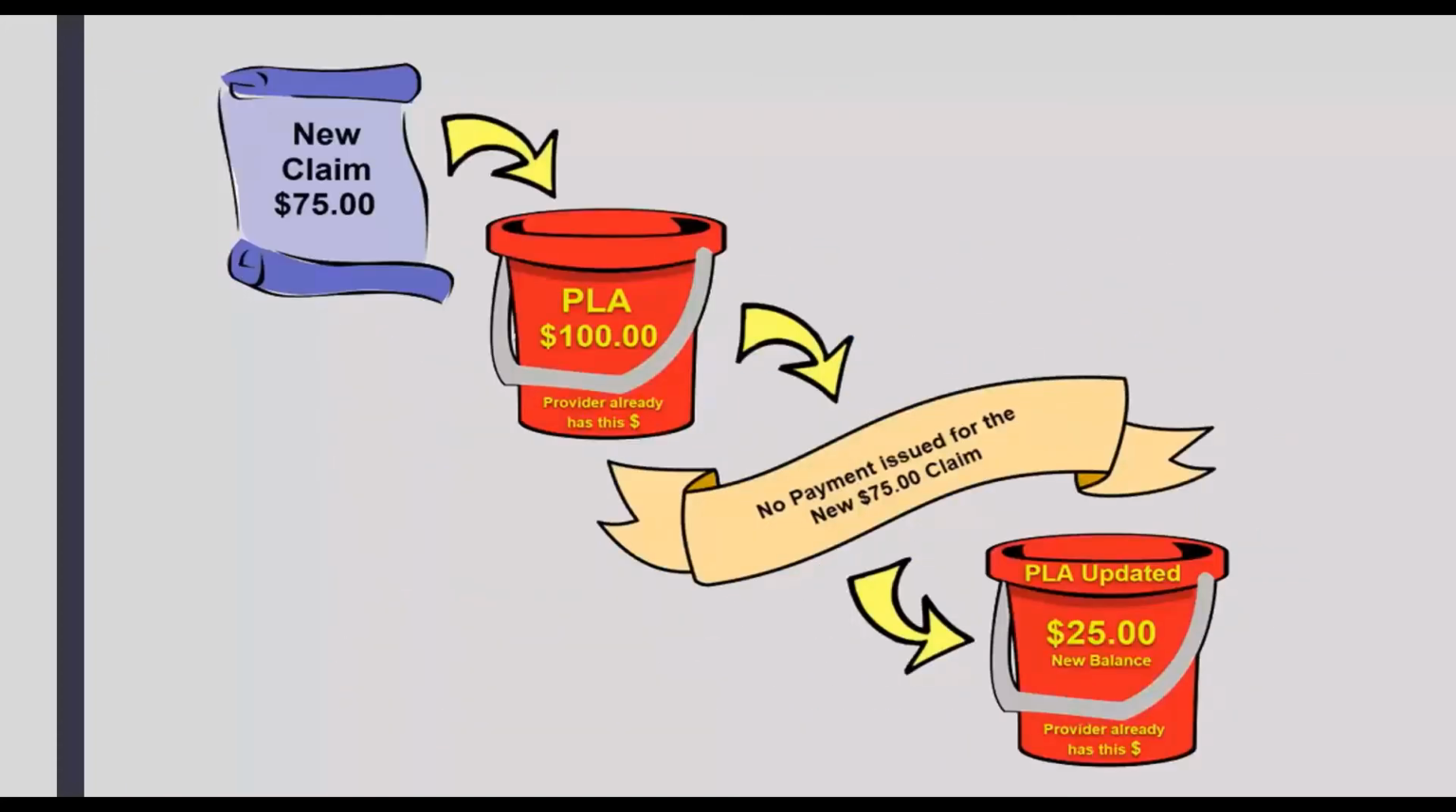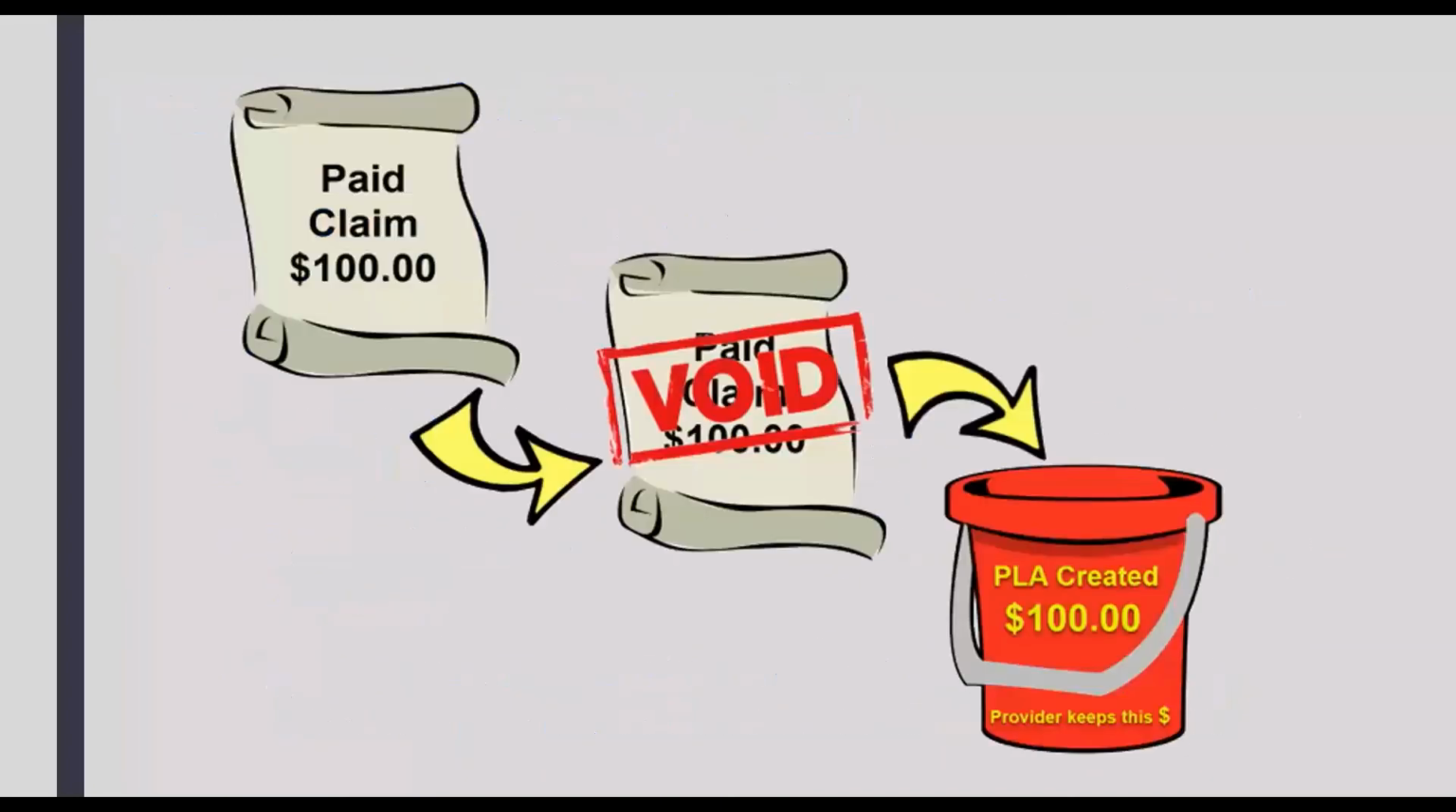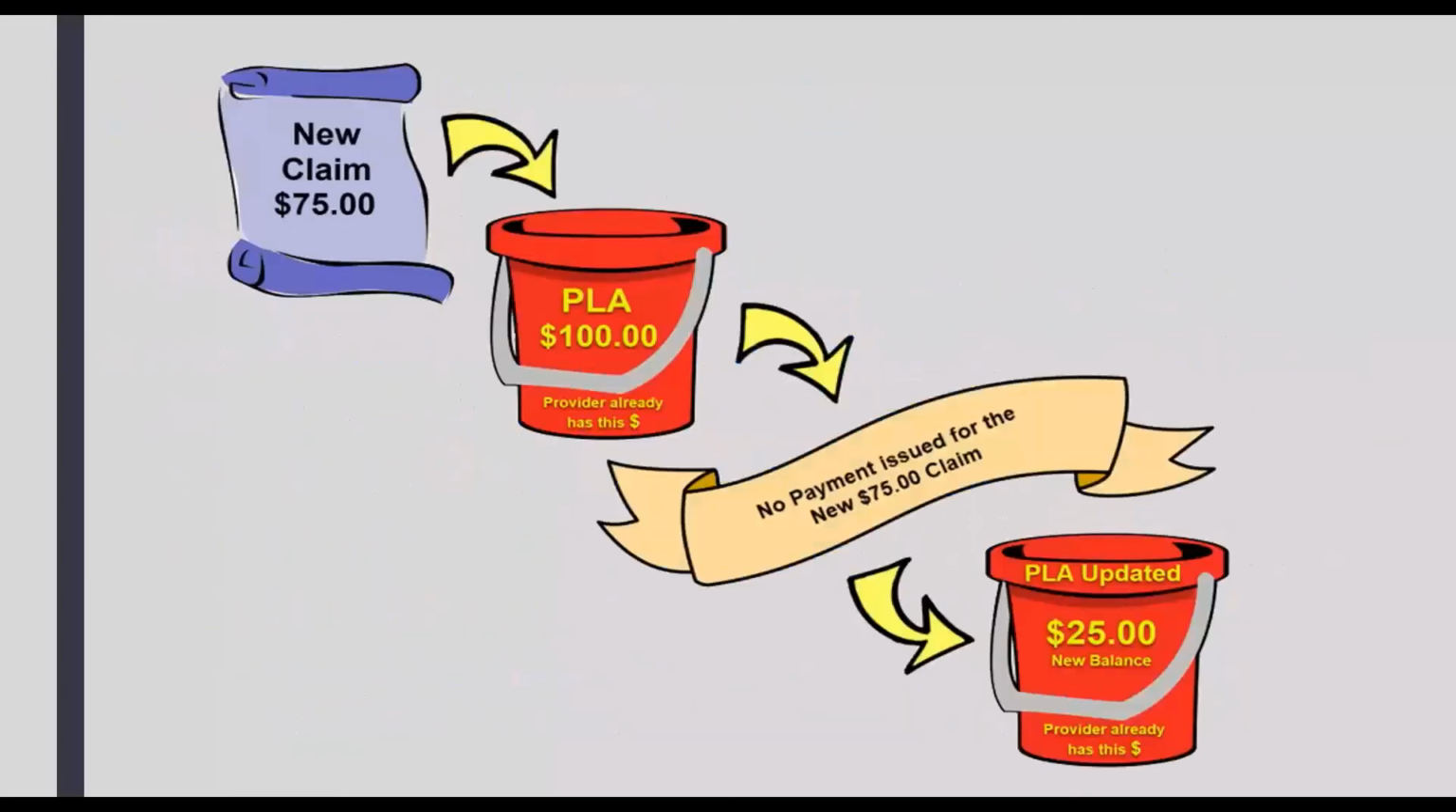So let's look at these a little bit. I need to reorder my slides. So remembering the original claim was $100. If it got straight voided, then the PLA is $100. But if your original claim was $100 and it was voided as part of the corrections process, your PLA will be $100 briefly until the new replacement claim that's linked to that old claim comes through. Now, in this situation, that new replacement claim is less than the original claim. So the PLA creates for the original claim of $100.